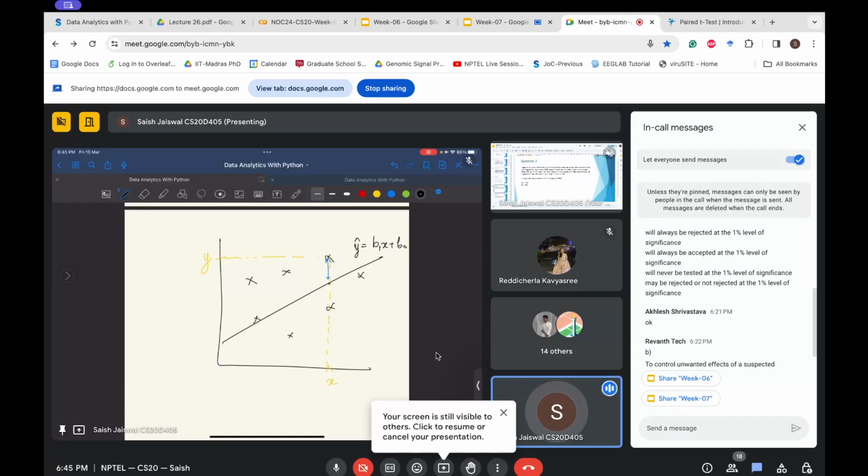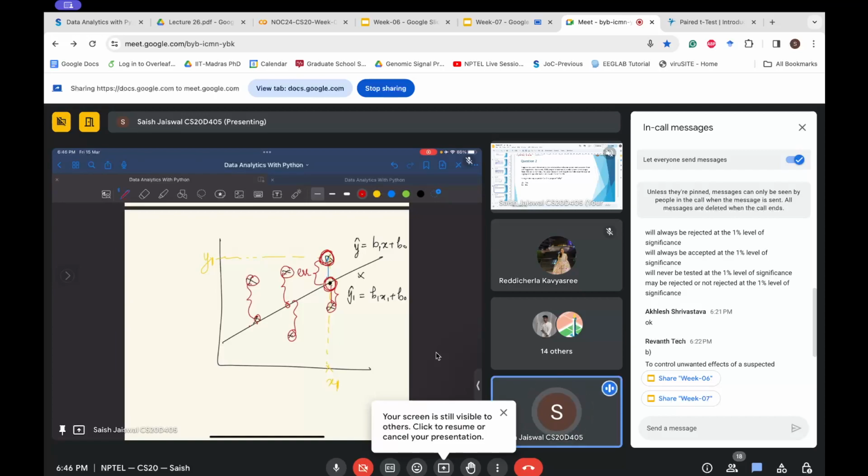Okay, so let's say this is x1, y1. The corresponding value on the line will be b1 x1 plus b0, this particular value over here, and this is your y1, and this is your error, also called the residual. So the line which minimizes error across all the data points, for this data point, for this data point, for this, and so on, whichever line minimizes the sum of all these errors, that line is the best fit for your data.